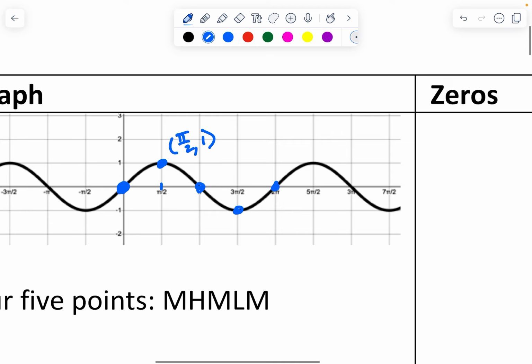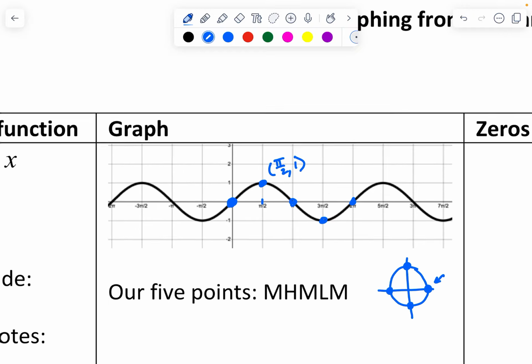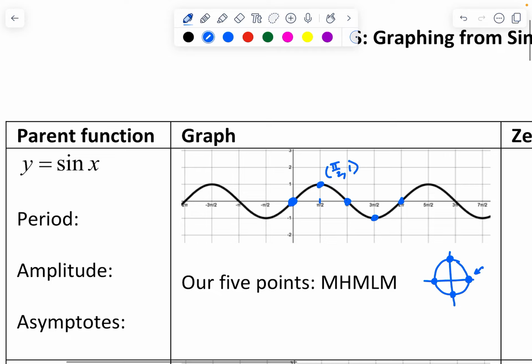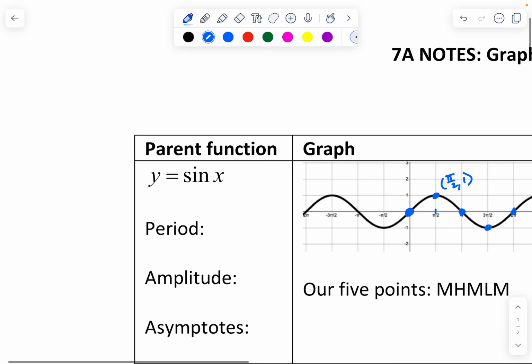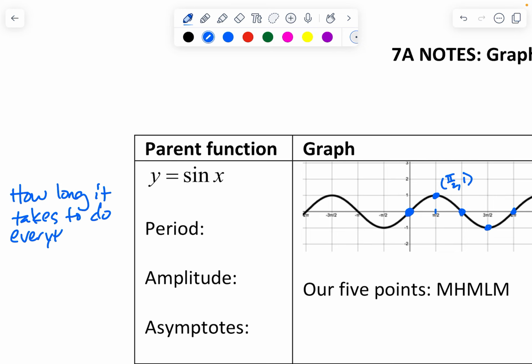And what you'll notice is that when you think unit circle, you've got the first one, the middle, starts here, and then it's the high, and then the middle, and then the low, and then the middle again. Okay? And so it takes us those 5 points around the unit circle. Our period is how long it takes it to do everything it is going to do. Let's write that down.